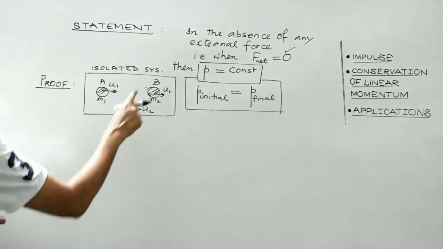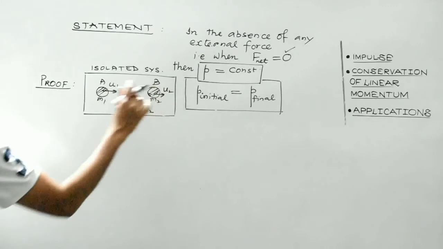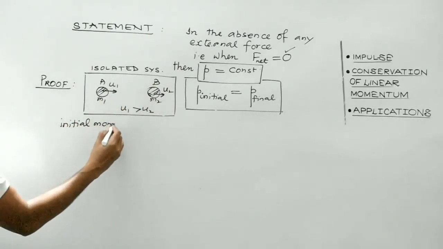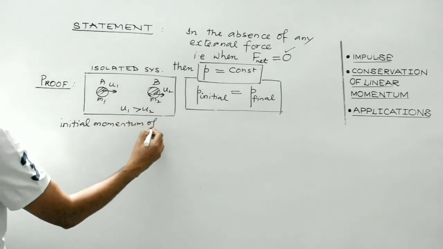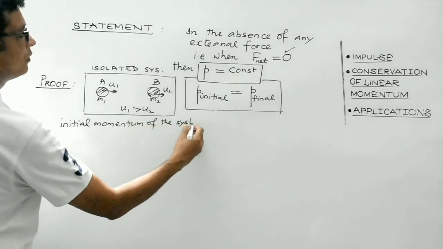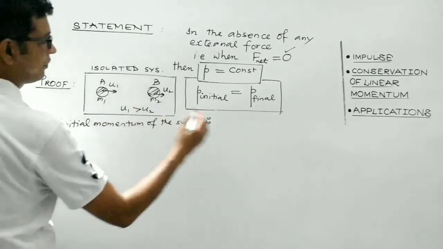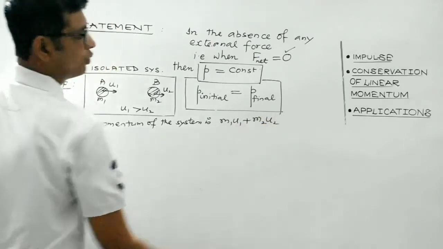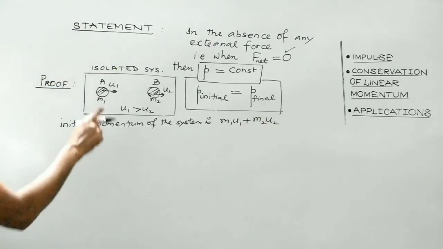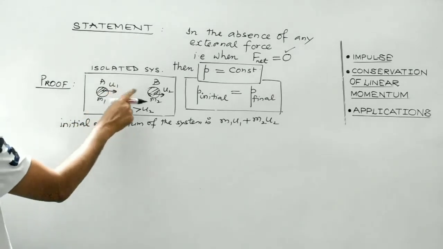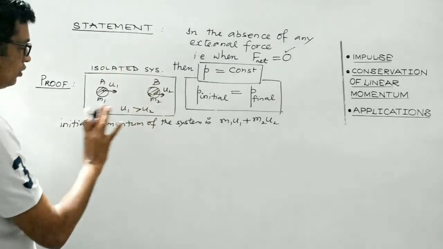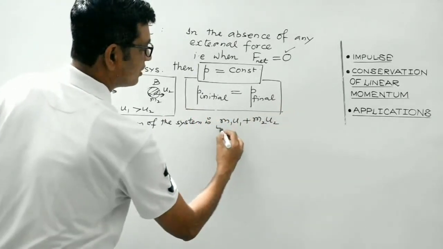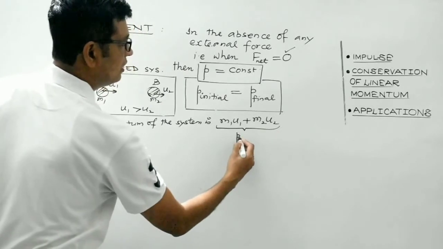Right? So let us consider, what is the initial momentum of the system? The initial momentum of the system is m1 u1 plus m2 u2. Here, students, the initial momentum of body A is m1 u1, and the initial momentum of body B is m2 u2. So, the initial momentum of the system is m1 u1 plus m2 u2. This is the initial momentum of the system, this is p initial.